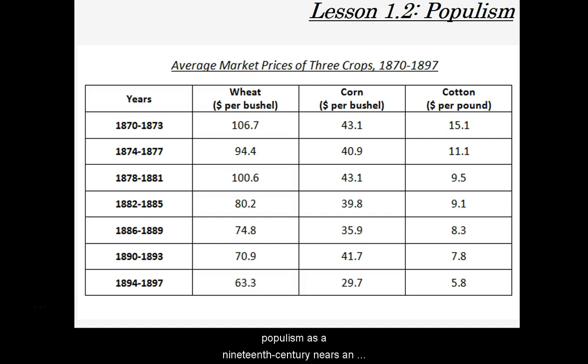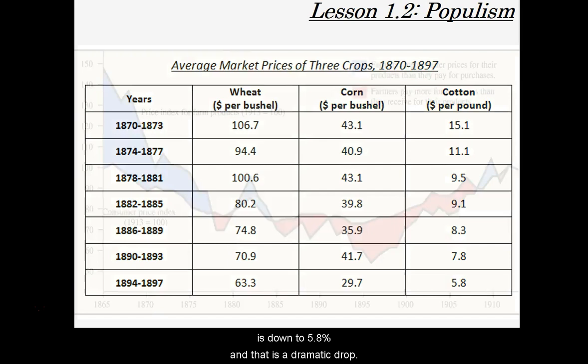As the 19th century nears an end, many issues arise, especially in the farming industry. If we look at our chart that we have here, beginning in 1870, wheat is about $106 a bushel, corn is about $43, and cotton is about $15 per pound. But as we move through the Gilded Age and into the latter part of the 19th century, starting in 1894, we see wheat is down to $63, corn at $29, and cotton is down to $5.8 per pound. That is a dramatic drop.